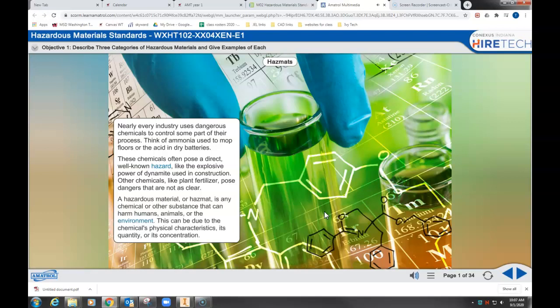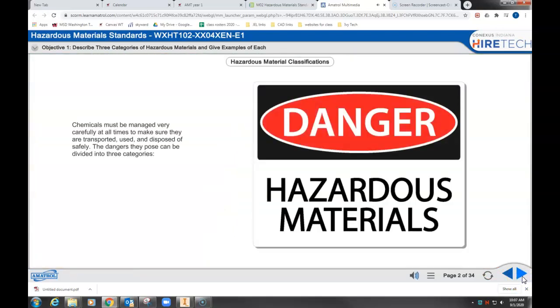A hazardous material, or hazmat, is any chemical or other substance that can harm humans, animals, or the environment. This can be due to the chemical's physical characteristics, its quantity, or its concentration. Chemicals must be managed very carefully at all times to make sure they are transported, used, and disposed of safely. The dangers they pose can be divided into three categories: physical hazards, health hazards, and environmental hazards.